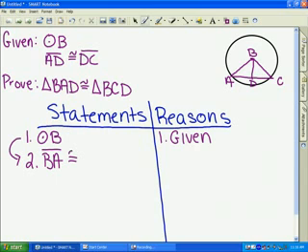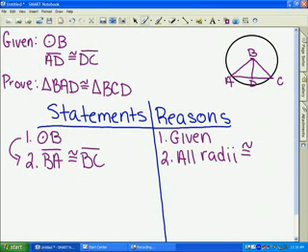And that's congruent to BC. And again, having a circle told us that. And the reason, all radii are congruent. Because we know that things are congruent, I can put some tick marks there. I have one set of tick marks. When we prove triangles congruent, we need how many sets of tick marks? 3.